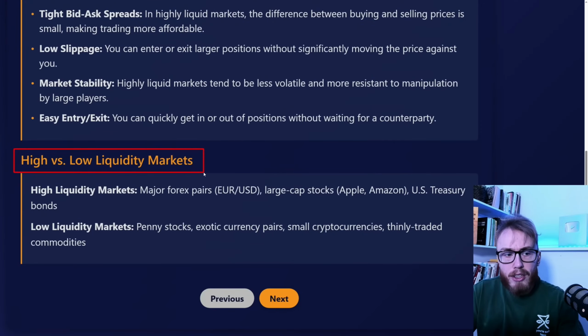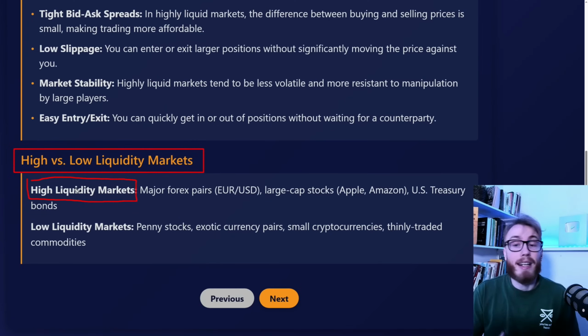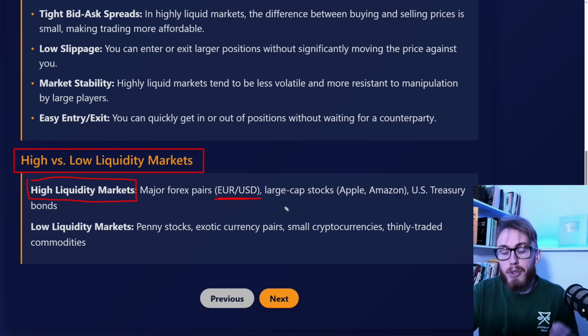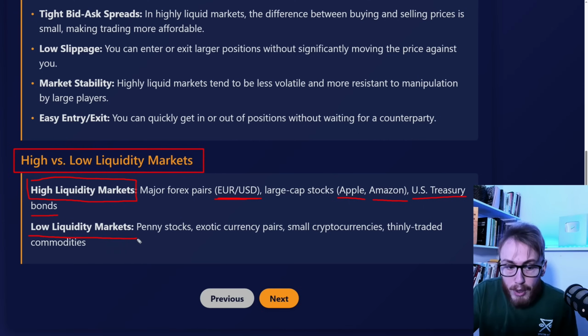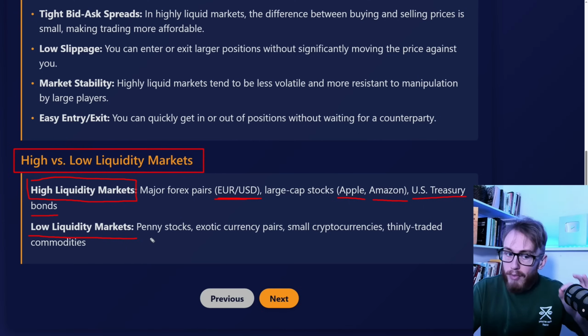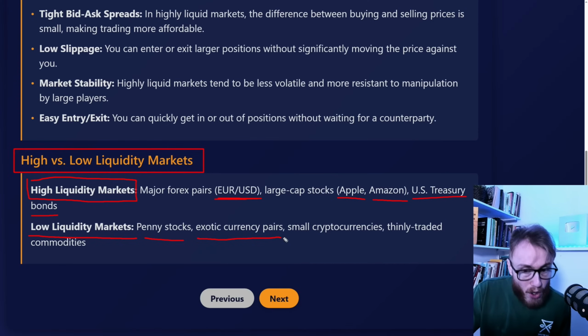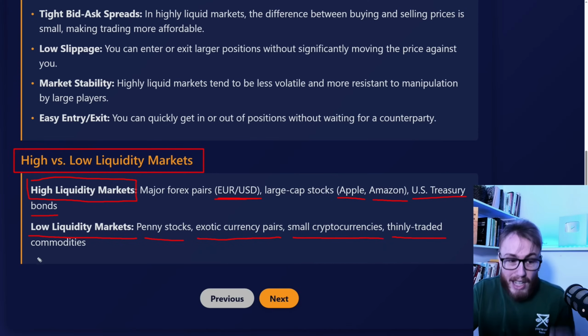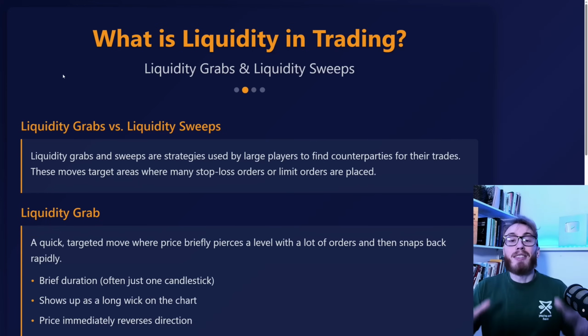But alright, so now let's take a quick look at some high versus low liquidity markets. Some examples of highly liquid markets, or in other words, markets that we can easily get in and out of without moving the price, are, for example, major forex pairs like EUR/USD, large stocks like Apple, Amazon, Nvidia, and so on. And we can even talk about markets like US Treasury bonds. While low liquidity markets, as I already mentioned, are, for example, penny stocks, very small altcoins, small cryptocurrencies, and also thinly traded commodities.